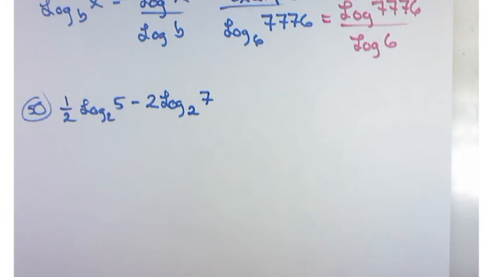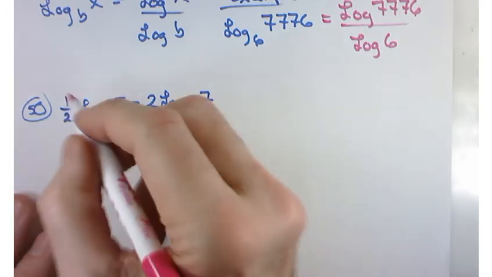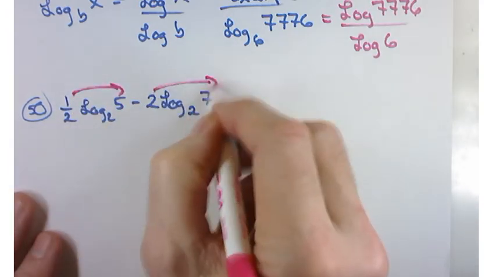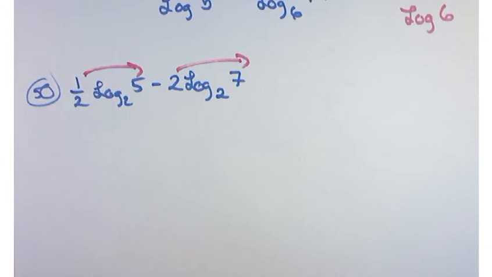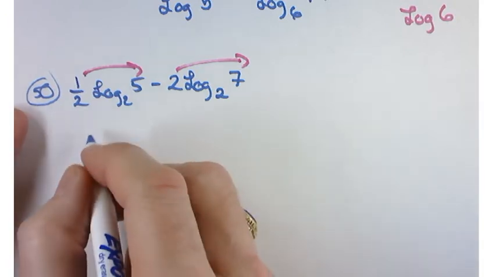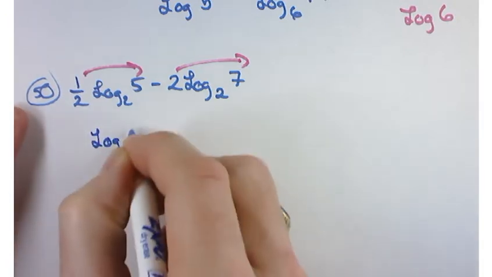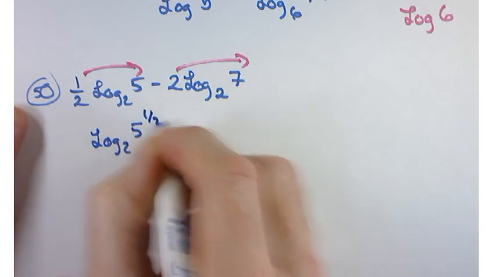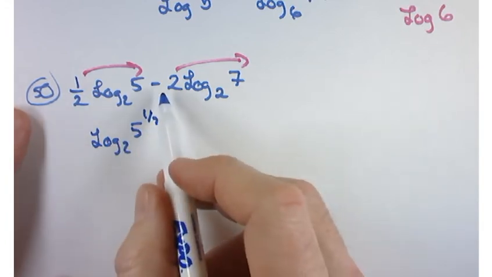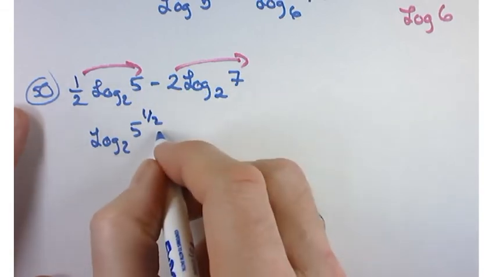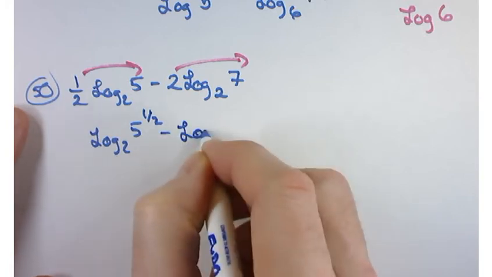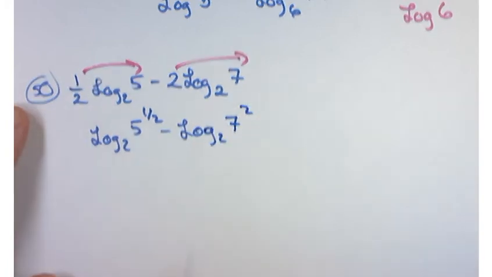What I would do first, personally, is I'd use my power rule in the opposite direction. So if I use the power rule in the opposite direction, then what we've been used to is we expanded the logarithms. I'm going to get log base 2 of 5 to the 1/2. And I guess it's up to you if you wanted to take the -2 or just the 2. Let me take just the 2. So minus log base 2 of 7 squared.